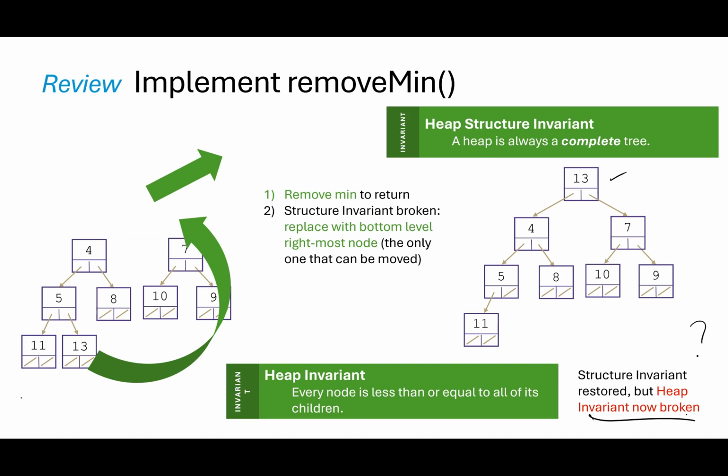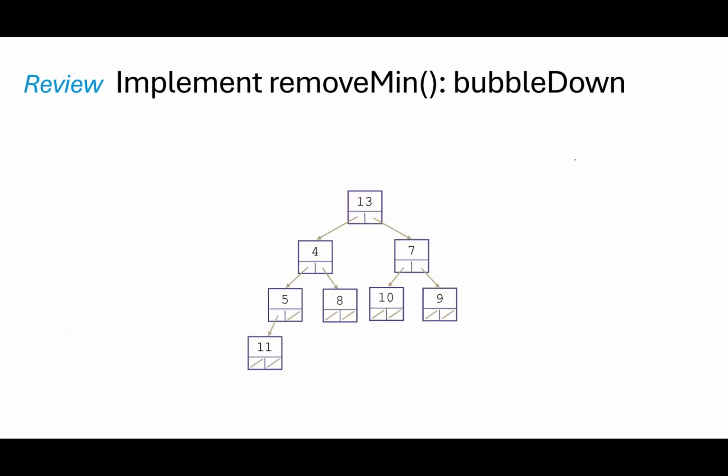So that means when I'm removing, first removing is easy, done. Now the tree invariant is broken. Second, what I do is I take the last node, put it in the root, and make it a complete tree. Now the second heap structure invariant is also done. But the thing is, the heap invariant is now violated because 13 here is not the smallest. Okay, so what do I do? I have to fix it. How do I fix it? We call it bubble down.